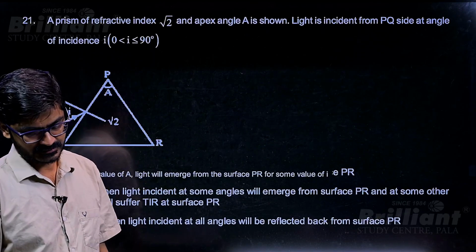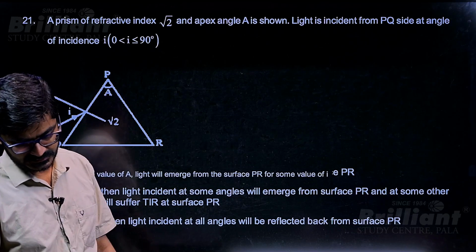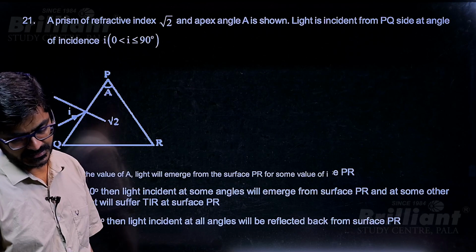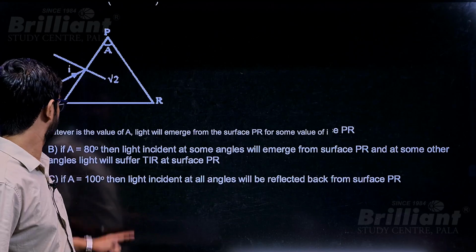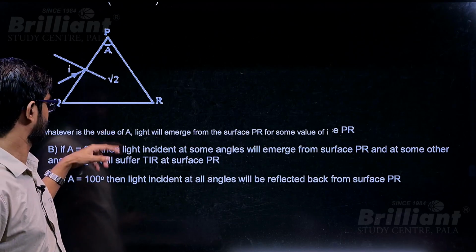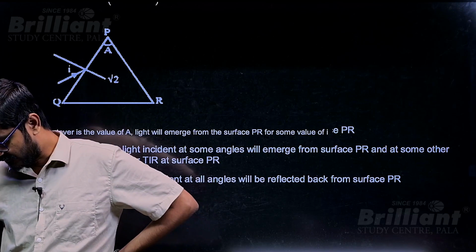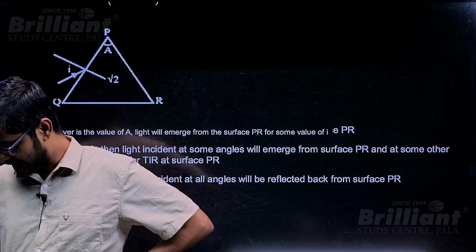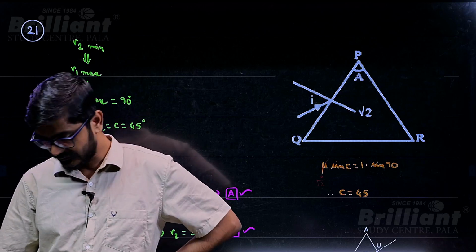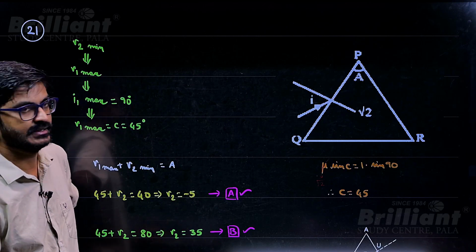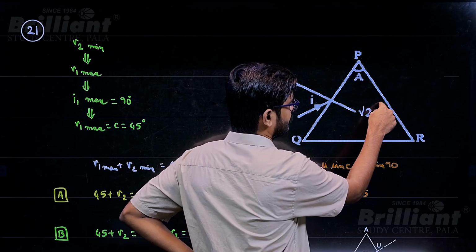A prism of refractive index root 2 and apex angle A, as shown. Light is incident from the PQ side at an angle I. This is the angle of incidence, and the refractive index is mu. Okay, so the options, there is option A here. I'll read it out. Option A says if A equals 40, then light incident at all angles will emerge from the surface PR. Now, in all the options they are talking about whether total internal reflection will happen or all the rays will be refracted. So basically this is I1, and I need to see R2.